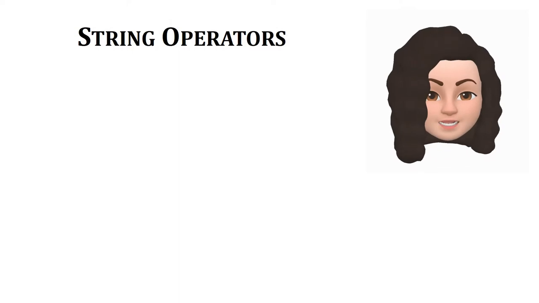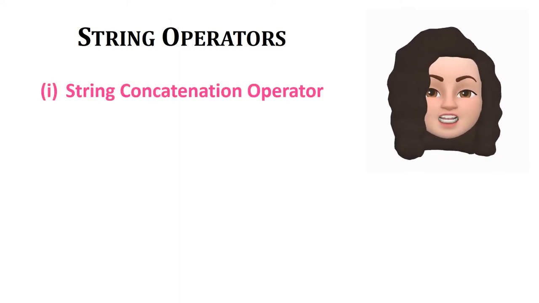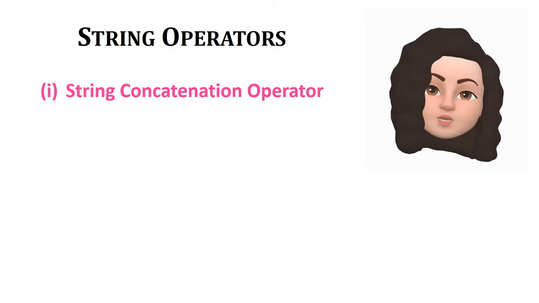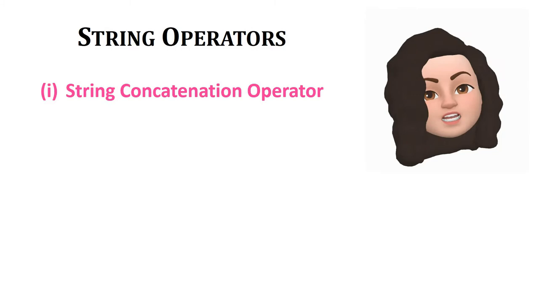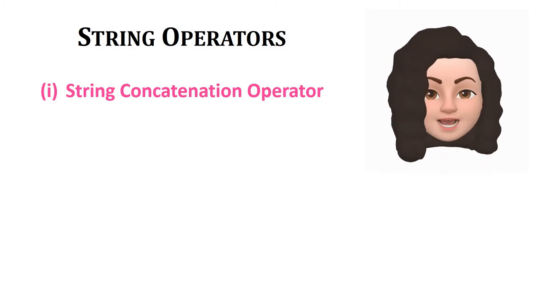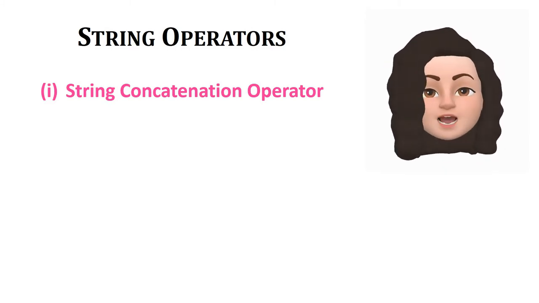String operators. The first string operator is the string concatenation operator. Concatenation means joining, okay? It joins two strings. So which is the concatenation operator? It is plus. Plus is the concatenation operator. It joins two strings. Look at the example.